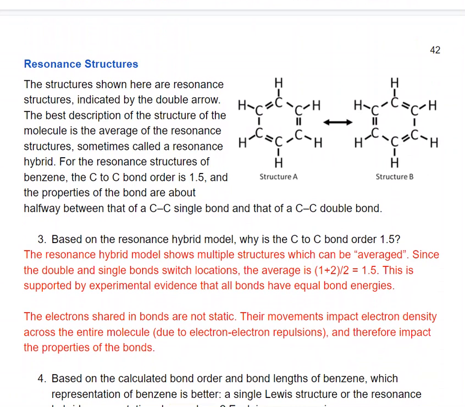So the structures that I'm showing here are resonance structures indicated by that double arrow. The best description for the structure of a molecule is the average of the resonance structures. So for resonance structures of benzene, the carbon-to-carbon bond order is 1.5, and the properties of that bond are somewhere in between a carbon-to-carbon single bond and a carbon-to-carbon double bond.